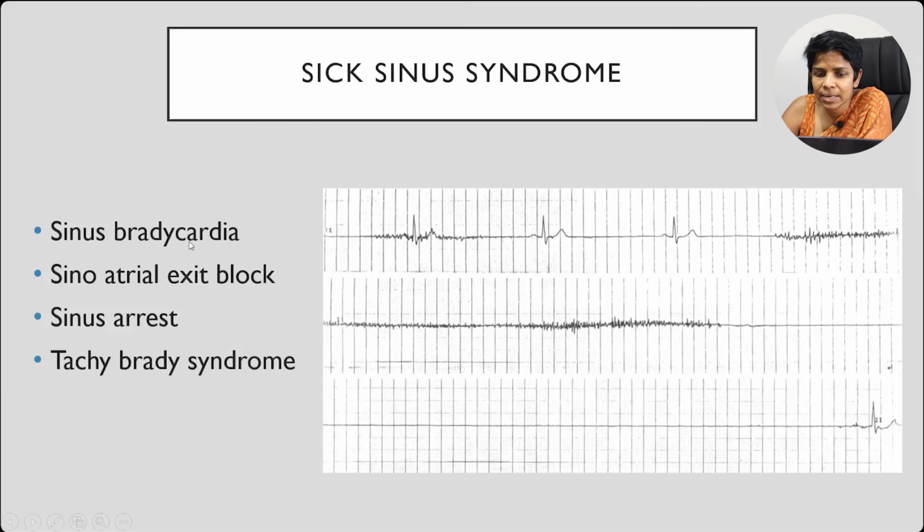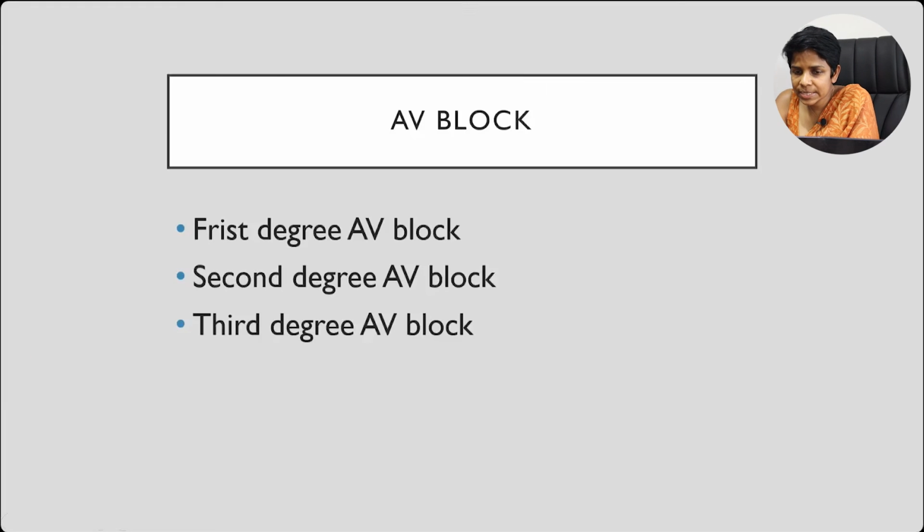Sick sinus syndrome can present as simply as sinus bradycardia or sinoatrial exit block, or with sinus arrest like this, where you get sinus brady and QRS complexes, and after that no QRS complexes or P waves at all, that is due to sinus arrest, or they can present as tachy-brady syndrome. This one is important, how to detect AV block.